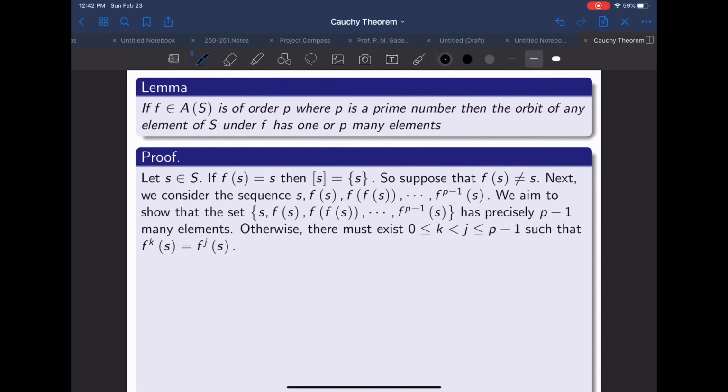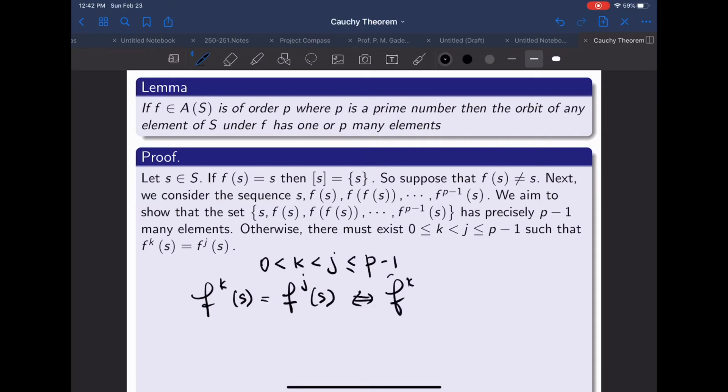Okay, well, suppose otherwise that this set does not contain p many elements. What that means is that you must be able to find two positive integers, k and j, k is strictly smaller than j, and j is no more than p minus 1, such that when you compose f with itself k times and you apply it to s, you are eventually getting f^j of s. Now, if you take this equation and you compose it with the inverse of f^k, so this will be f^k inverse composed with f^k of s.